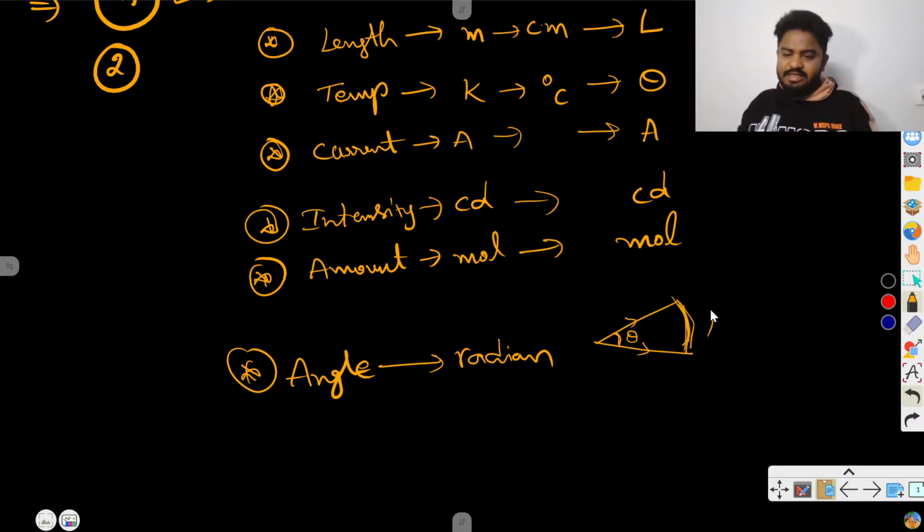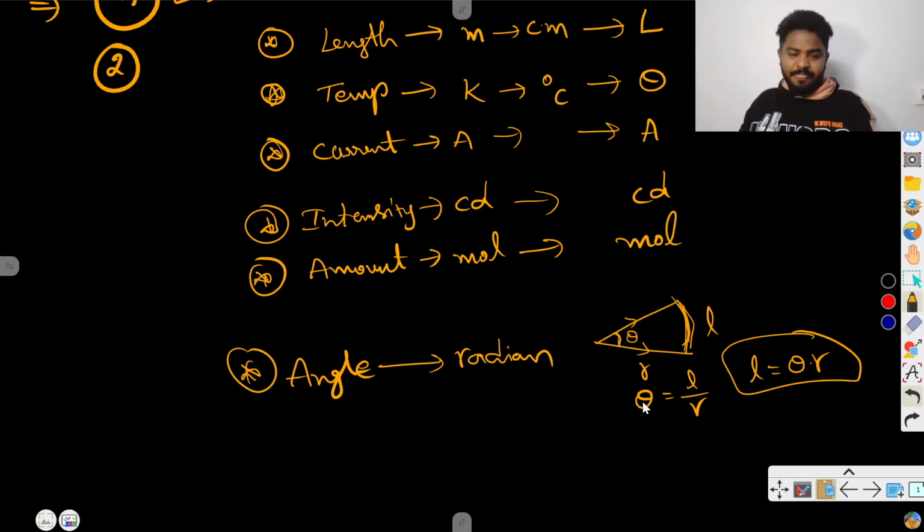If this arc length is L and the radius is R, then the angle equals arc length by radius, or else arc length equals angle into radius. These are very, very important formulas, and we'll get derivations in many places. Next, one more is the solid angle.